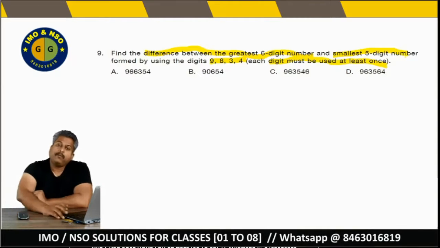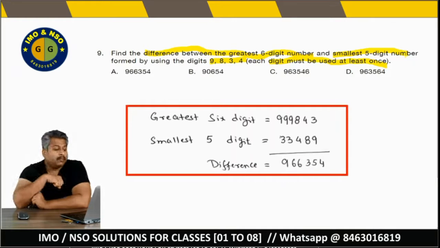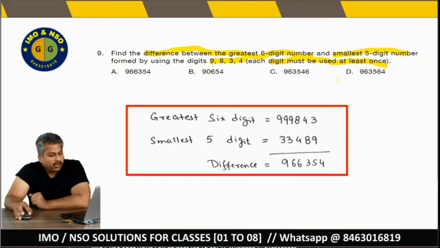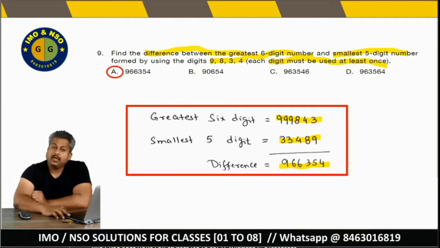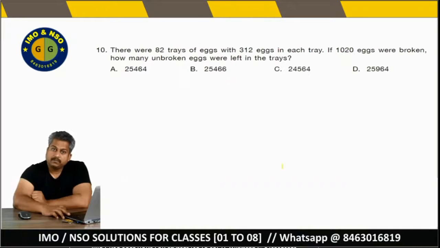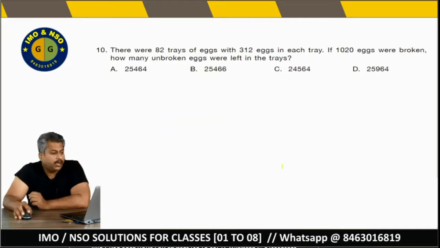So if we try to formulate the greatest 6-digit number and the smallest 5-digit number, we can see that by using each digit at least once, the greatest 6-digit number is 998843 and the smallest 5-digit number is 33489. So if we subtract both of them, the difference will come out to be 966,354. Okay, good. So option A is the correct answer. Now, coming on to question number 10.